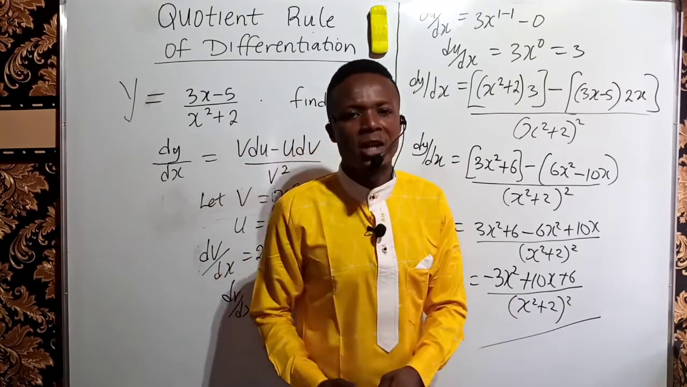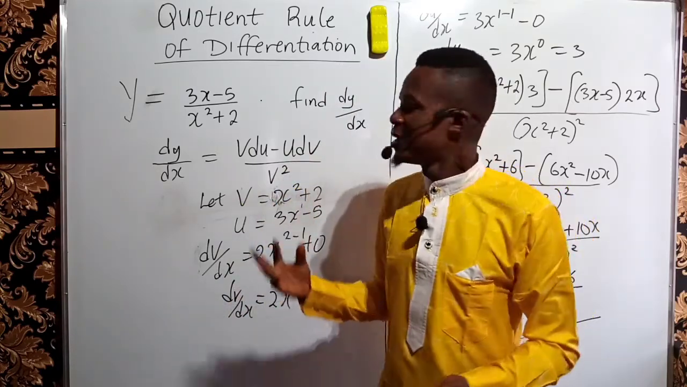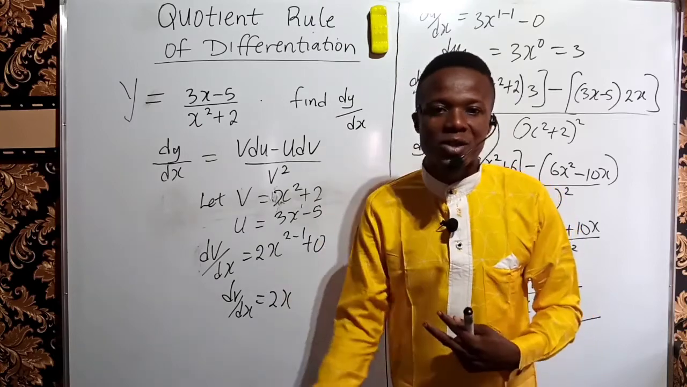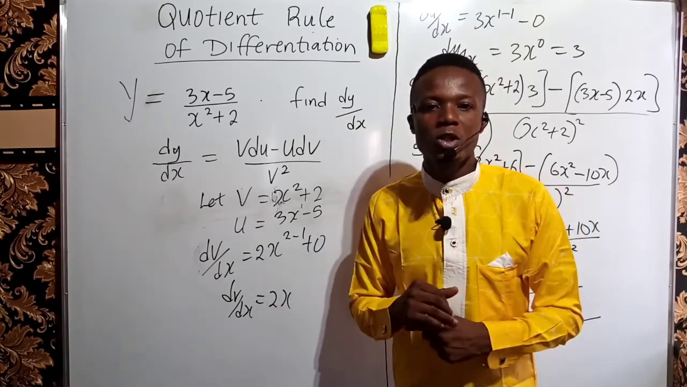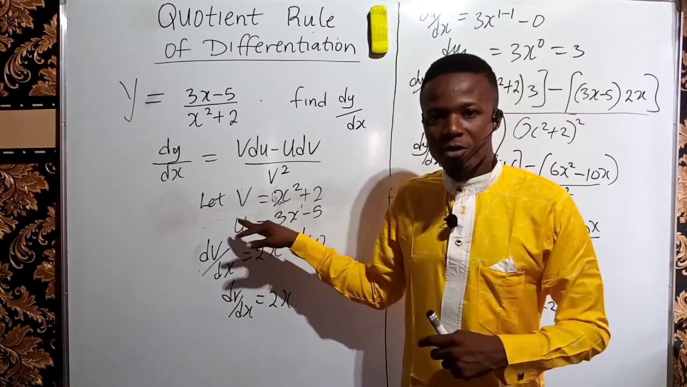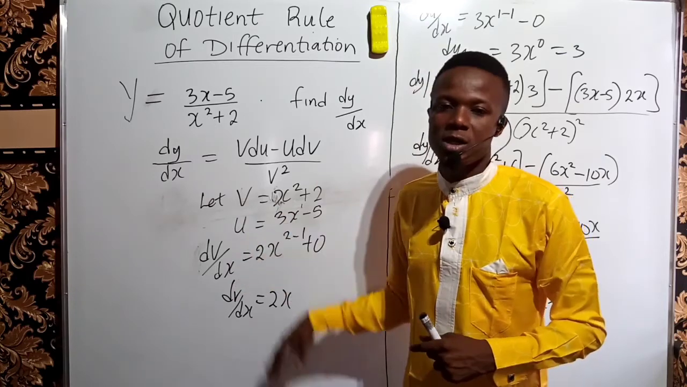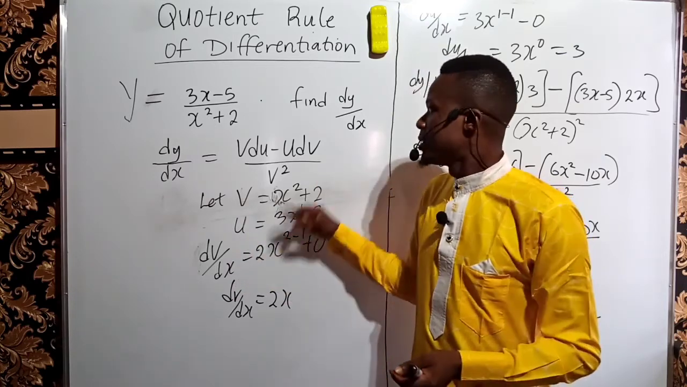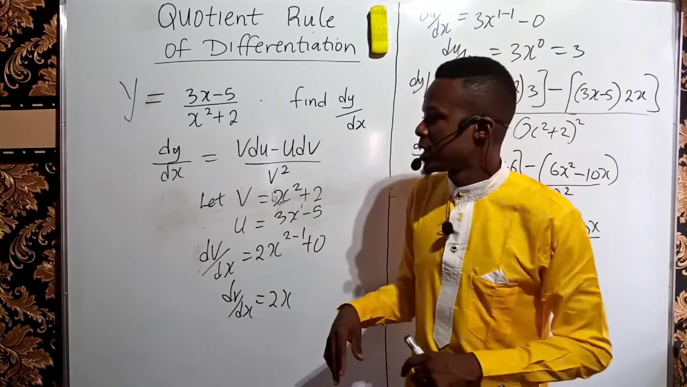So you can see now that there is no big deal in the quotient rule. It's as simple as that. All you need is the basics of differentiation, so that at this point you apply the knowledge of differentiation in getting your v and u. Then you differentiate v to get dv and differentiate u with respect to x to get du. Then plug into this formula, simplify, and you get your answer.